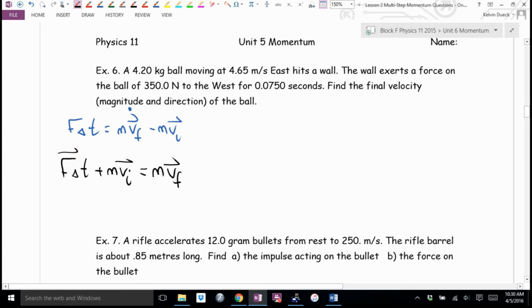Good. Cohen, how would I get the VF by itself now? How will I move this over? Oh, divide by m. Yeah. And are you guys again picking up? Here's yet another equation that hopefully you don't need to memorize. You can derive it.